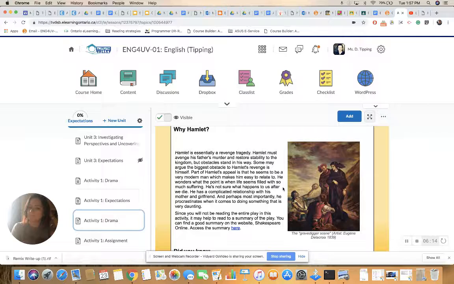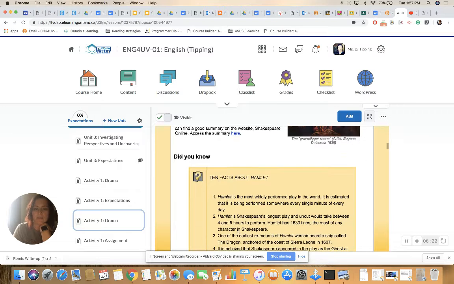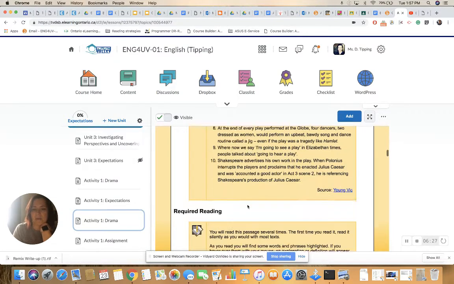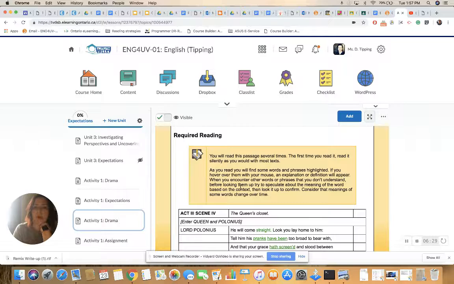Okay. Now, I've given you a link here to a summary, and I do encourage you to read the summary. It's written in pretty student-friendly language. It'll make it pretty clear for you. I've given you some interesting facts about Hamlet. And then there's required reading. And it says here, you need to read this passage several times. I am not kidding here. Please don't skip to the assignment. Read this several times. The first time you read it silently as you would with most texts.